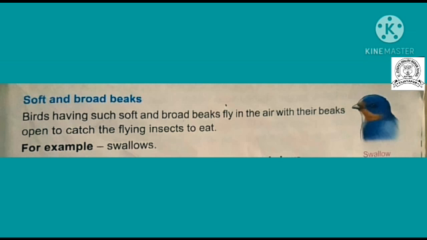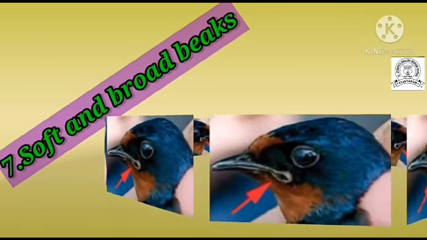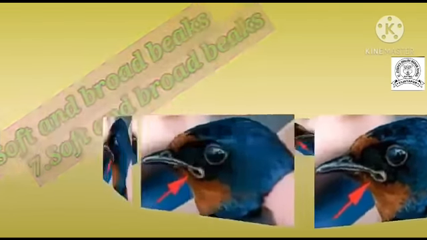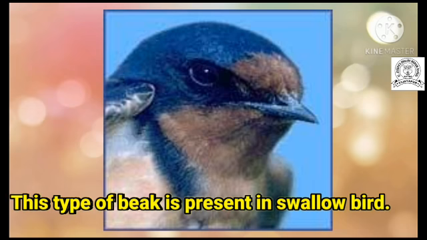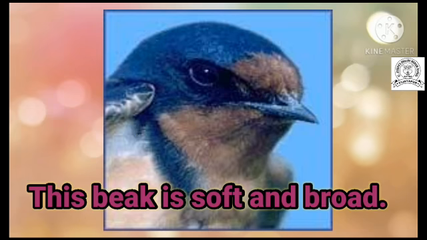Now the next one, soft and broad beaks. Birds having such soft and broad beaks fly in the air with their beaks open to catch flying insects to eat. For example, the swallow. The seventh beak is a soft and broad beak. This type of beak is present in swallow birds. Which birds? Swallow birds. And this beak is soft and broad.